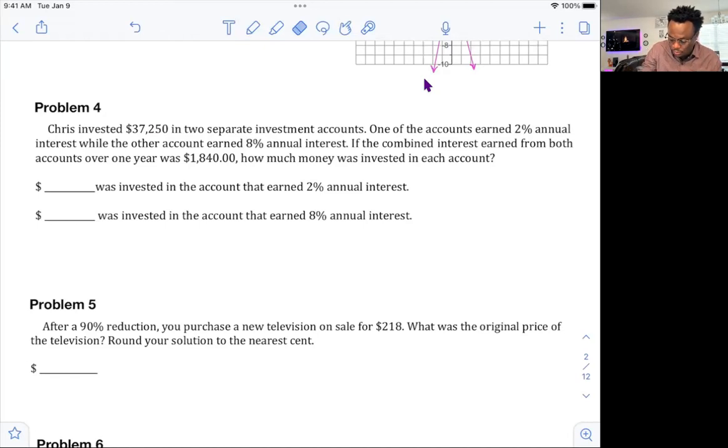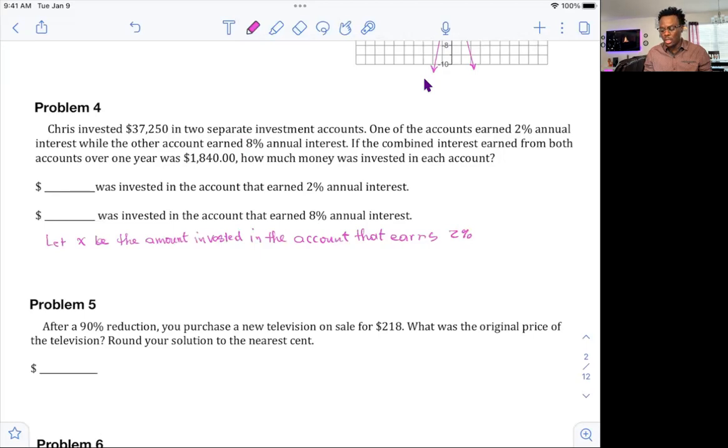So let X be the amount invested in the account that earns 2%.